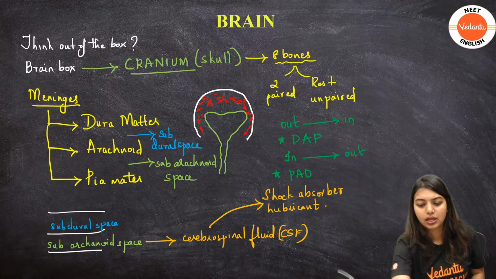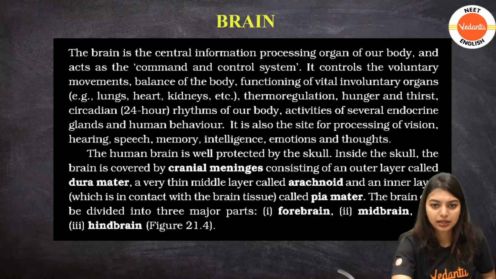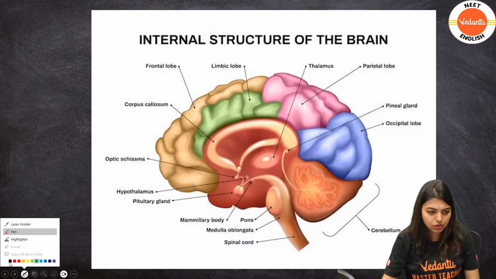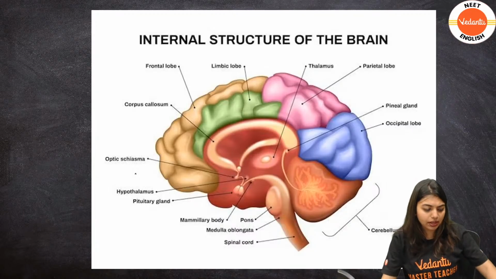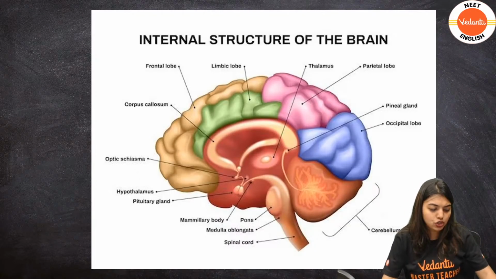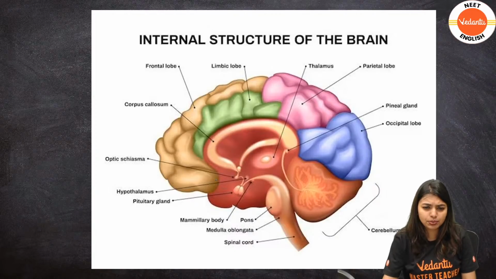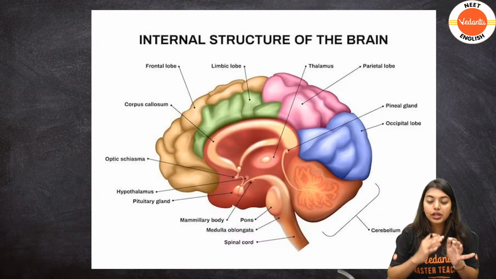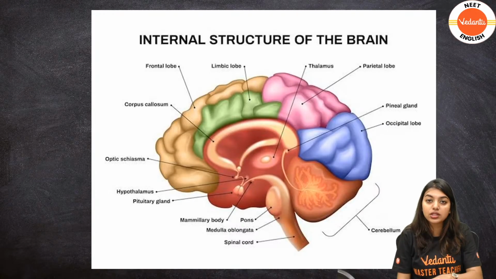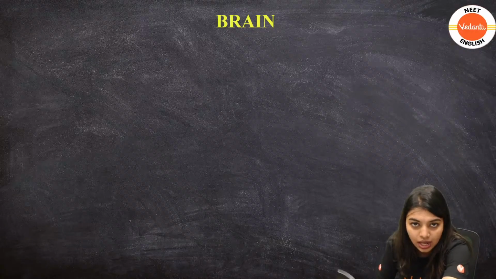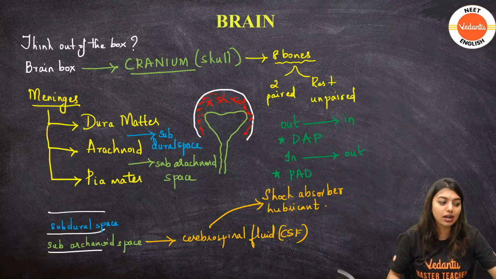Now, if I show you the brain, look here, students. If you see the brain here, you will be able to see so many things. I will teach you one by one. Here you have the corpus callosum, hypothalamus, pituitary gland, and many other things. We are going to understand one by one. All the bones of the brain you will be learning in the locomotion chapter, but as of now understand this much.